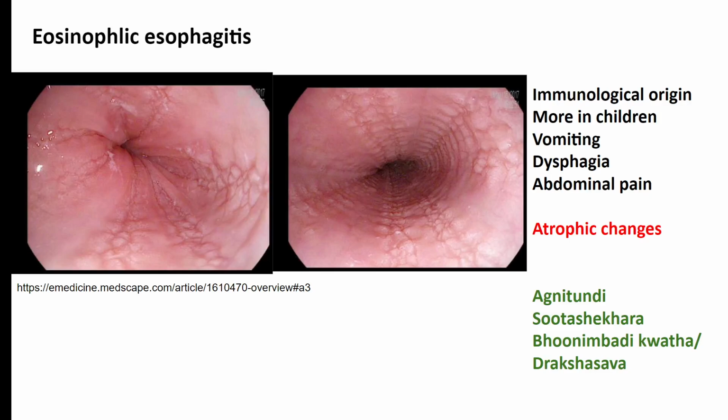Now, I have put this sequence of these conditions based upon the incidence of the diseases which we see in our regular clinical practice. So, reflux esophagitis is the most common. The next common condition which we see is eosinophilic esophagitis. Eosinophilic esophagitis often presents with the same symptoms of esophagitis, like burning sensation. Vomiting may be more frequent.